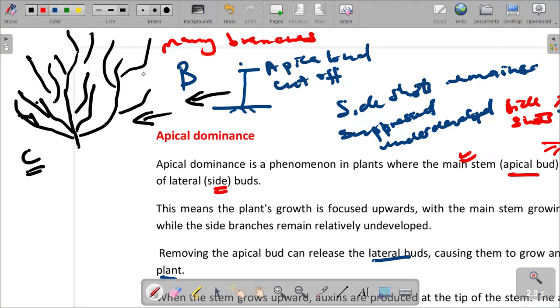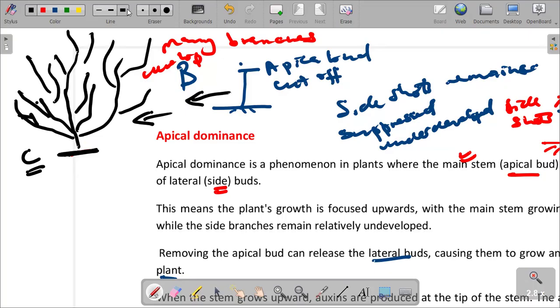Many branches develop in C. The reason is because the apical bud has been cut off, so therefore it causes the plant to develop many stems. It is no longer growing tall and straight, but you can see that is the situation in C, where you are seeing a plant that is bushy and short.